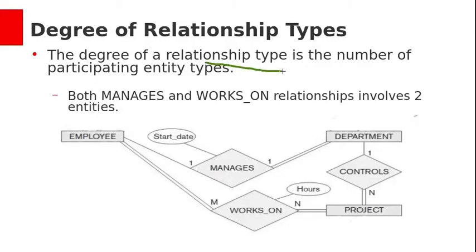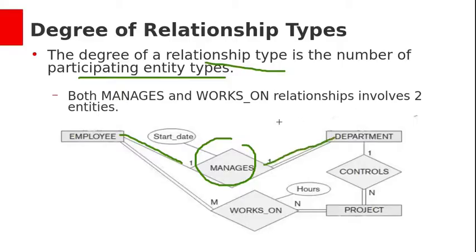Degree of relationship type is the number of participating entity types. In this relationship type manages, two entities are participating, one is the employee, another one is the department. So the degree of this manages relationship type is 2. Similarly for works on, the degree is also 2. Project and employee both are participating. For controls also the degree will be 2. All these are binary relationships.